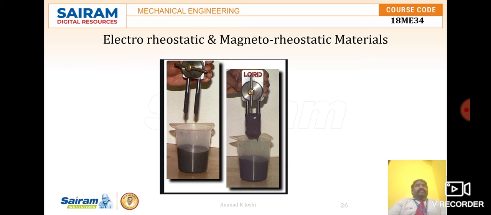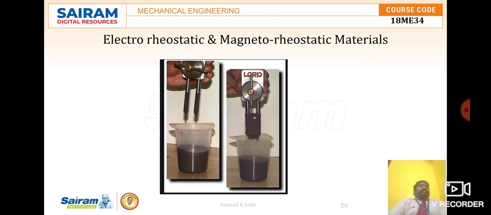On the other hand, the magnetorheostat materials are fluids which experience a viscosity change when exposed to a magnetic field. The most common form of MR fluids consists of tiny iron particles suspended in oil. Okay, so we can see this figure. This is a fluid where we can observe these electrorheostat or magnetorheostat materials.